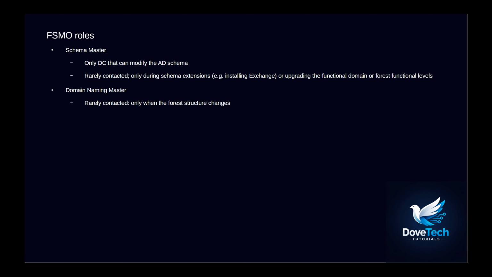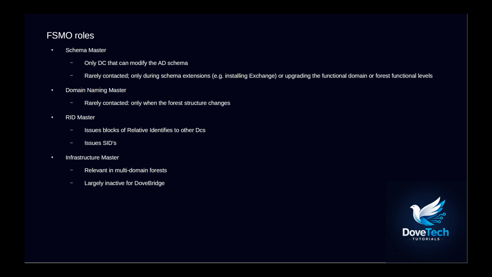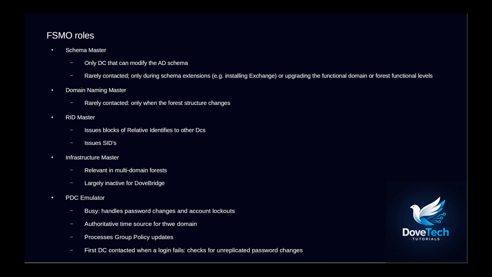3 live at domain level. The RID master issues unique identifier blocks to other DCs, the infrastructure master maintains cross-domain object references, and the PDC emulator, the busiest, handles password changes, lockouts, group policy updates, and time synchronization. When DC01 is promoted as the first domain controller, it receives all 5 roles automatically.